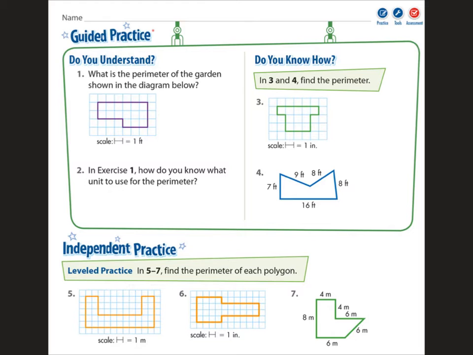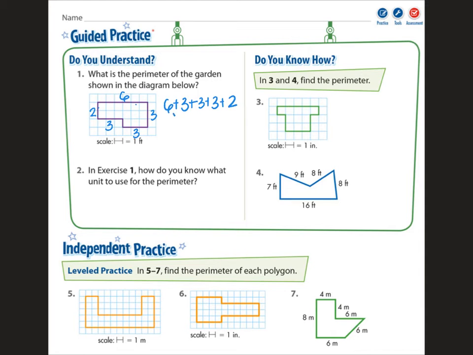So it says, what is the perimeter of the garden shown in the diagram below? Now remember how we find perimeter. The distance around the object, okay? So if I wanted to find the perimeter, I could look here and go, okay, so this side is 1, 2, so that's 2. This one is 1, 2, 3. We have 1, 2, 3, 1, 2, 3, and 1, 2, 3, 4, 5, 6. So if I added all of that up, 6 plus 3 plus 3 plus 3 plus 2.